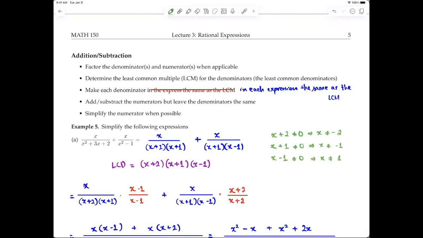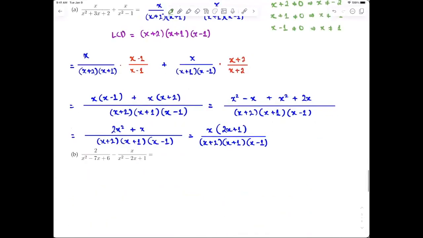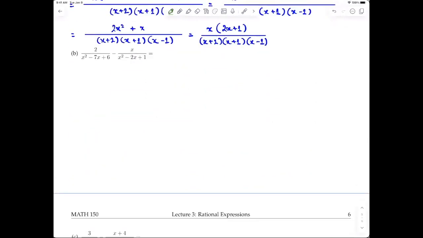All right, good. So let me go through one more example, and then I will pass the problems back to you for your practice. So in this problem, again, you have two rational expressions, one subtracted from the other. So 2 over x squared minus 7x plus 6 minus x over x squared minus 2x plus 1.